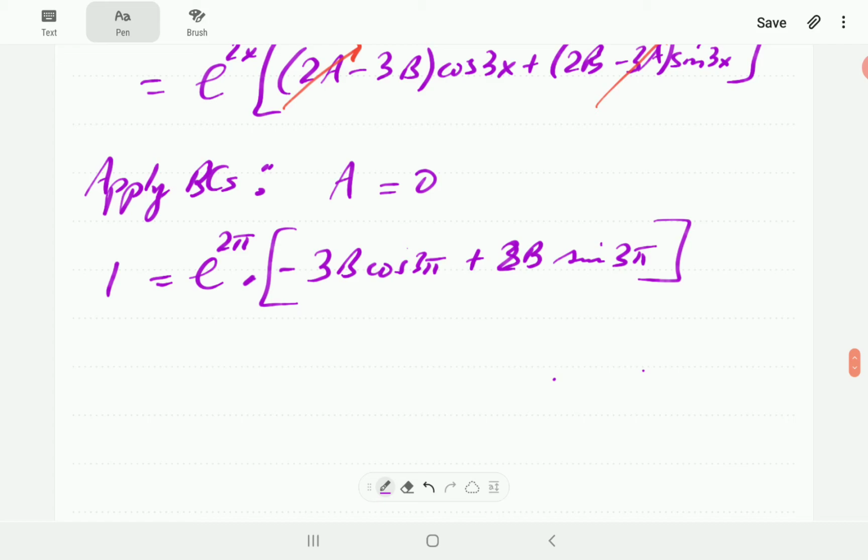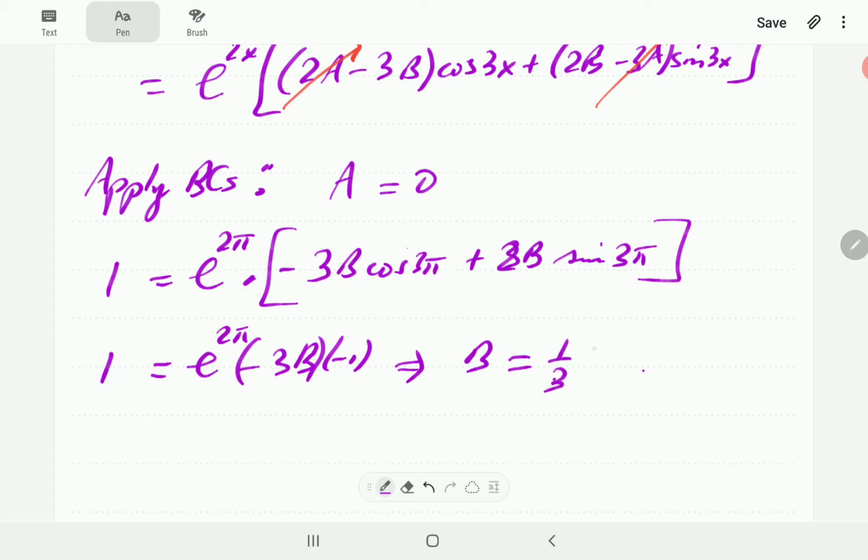Cosine 3 pi is negative 1. Sine 3 pi is 0. So we're going to have e to the 2 pi, negative 3b times negative 1, because this one disappears. And so from here we can make b the subject of the formula. Sorry, this should be like this because it's multiplication. So b is going to be 1/3 e to the minus 2 pi.